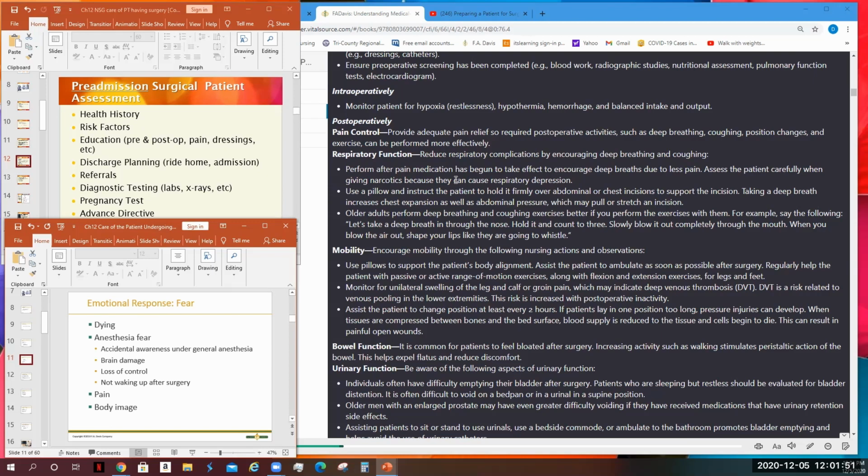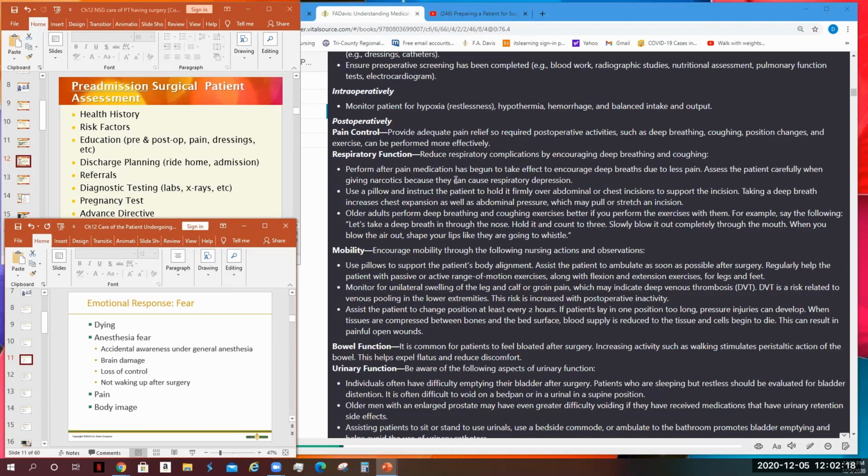Use a pillow and instruct the patient to hold it firmly over abdominal or chest incisions to support the incision. Taking a deep breath increases chest expansion as well as abdominal pressure, which may pull or stretch an incision. Older adults perform deep breathing and coughing exercises better if you perform the exercises with them.